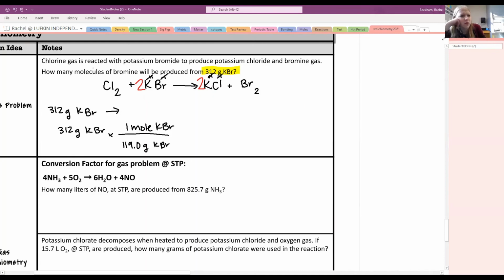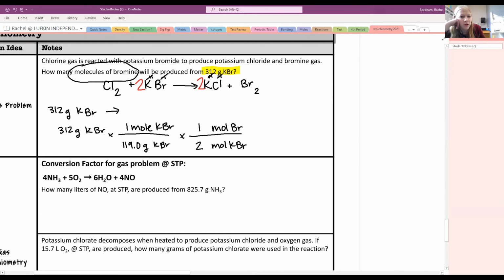We're trying to get to molecules of bromine. So we need to use the mole ratio to convert to bromine, not KBr. So bromine needs to be on top and KBr needs to be on bottom, and we need to put in this relationship here. So bromine has 1 based on the coefficient, and KBr has 2 based on the coefficient, right?